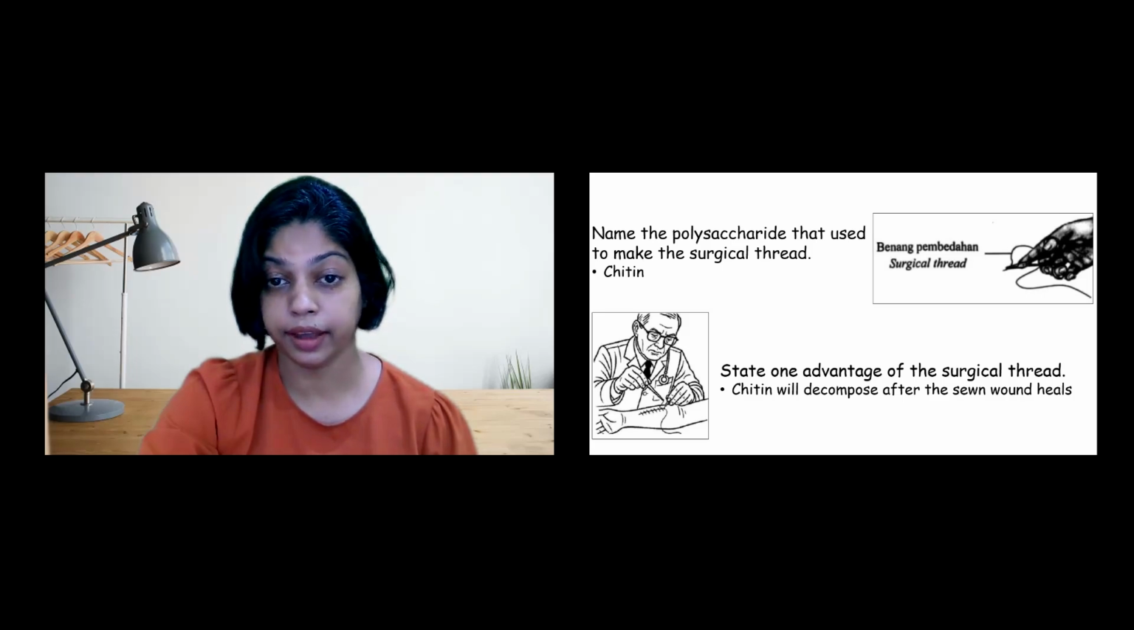Chitin is a polysaccharide found in the external skeleton of crabs and insects. One advantage of using chitin to make surgical thread is that it can decompose naturally in the body after the sewn wound heals. Therefore, the stitches do not need to be removed, which reduces pain and saves time.